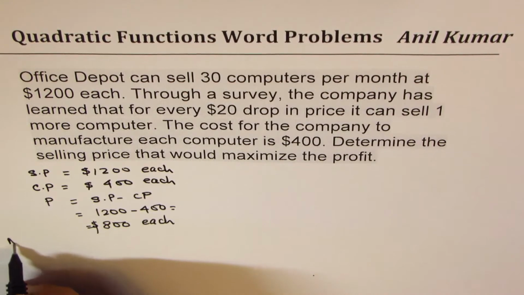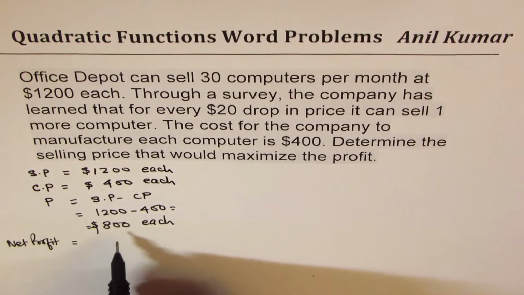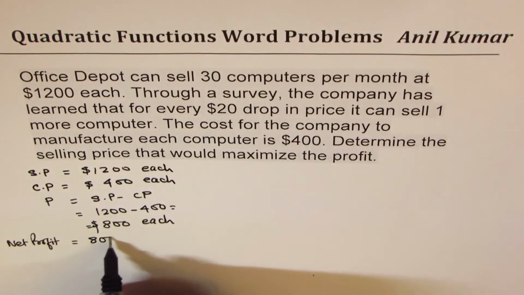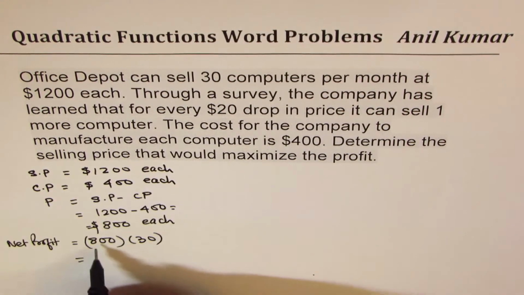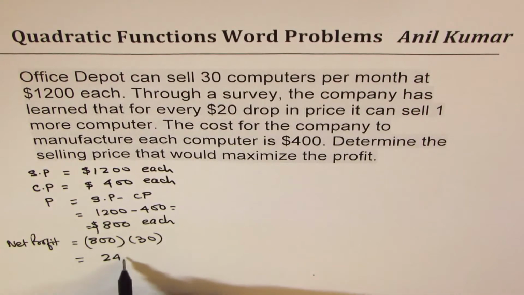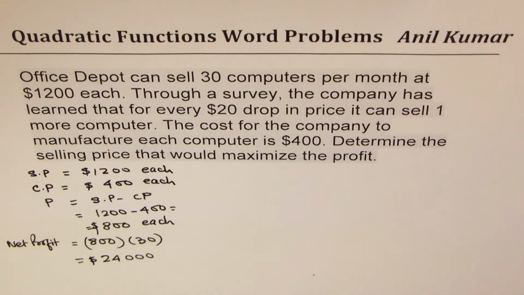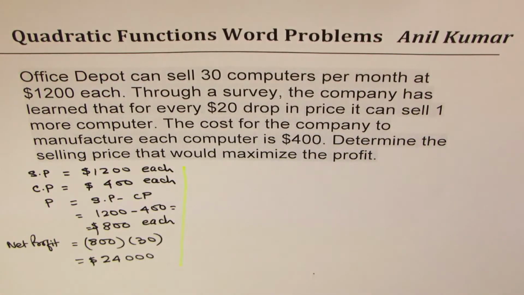So on every computer, profit at present is $800. So net profit, which we want to maximize, at present is, we are selling 30 computers, right? So it is 800 times 30, which is 8 times 3, $24,000. So this is the current scenario. Is it okay? Now let's try to understand the situation.